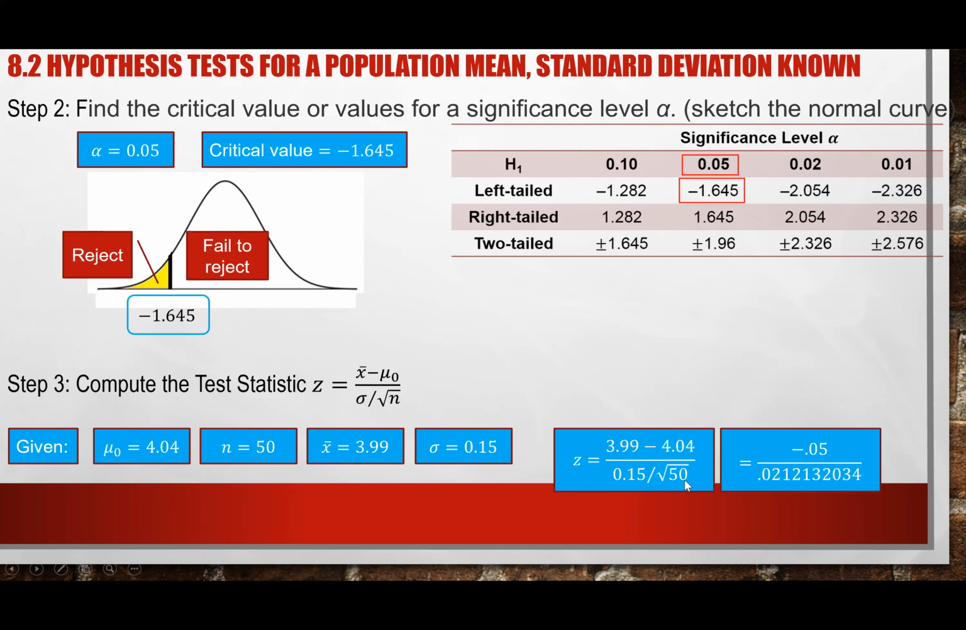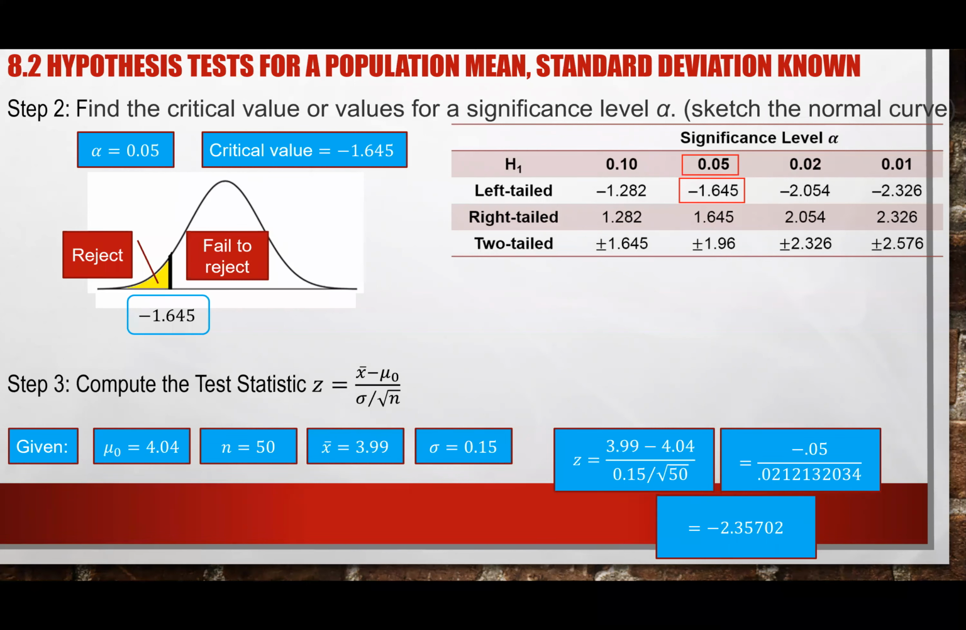If you take 3.99 and subtract 404, you will get negative 0.05. And if you take 0.15 divided by the square root of 50, you will get 0.0212132034. And if you take negative 0.05 divided by 0.021, you will get a negative 2.35. That is your Z. That is what you convert your data to, to become a standard normal, okay?